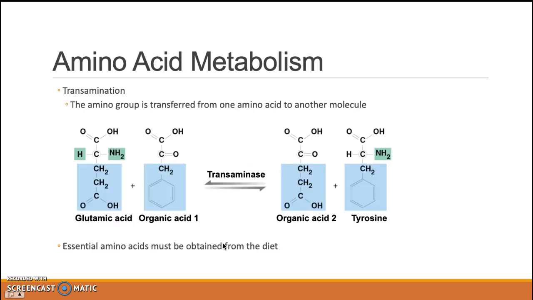Another way to make an amino acid is through transamination. And here we have that glutamic acid, and another organic acid, could be a keto acid, and we use an enzyme called transaminase, and we just move that amine group and a hydrogen over to that organic acid, and now we formed tyrosine, which is an amino acid, and we are left with a different organic acid. Now if we can go through amination or transamination, that is making some of these non-essential amino acids. Remember that essential amino acids you cannot make in the liver, and so we have to get them from the diet.